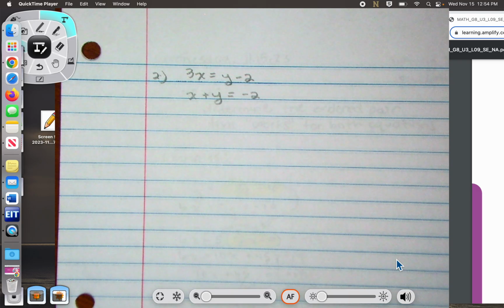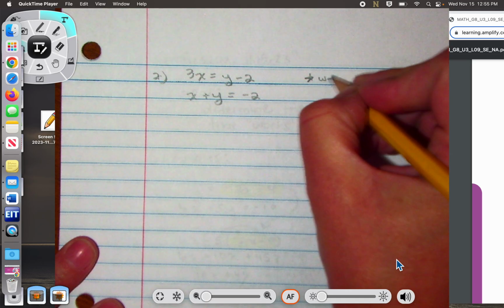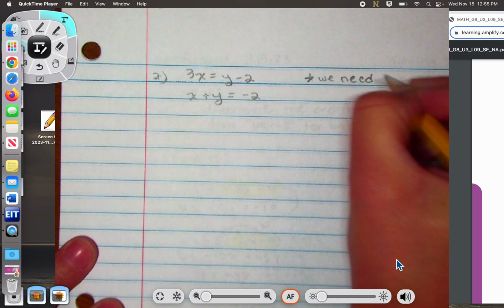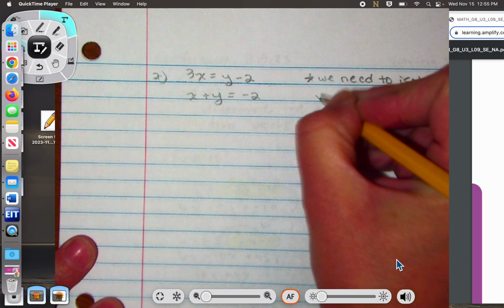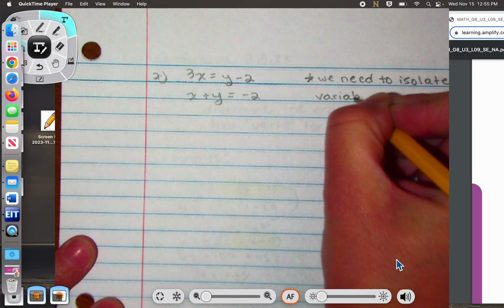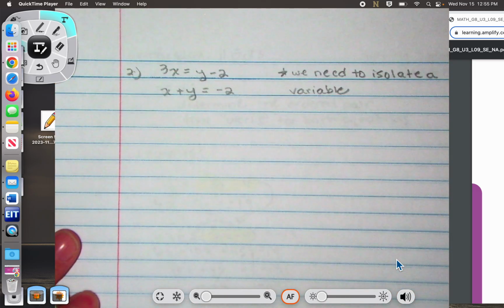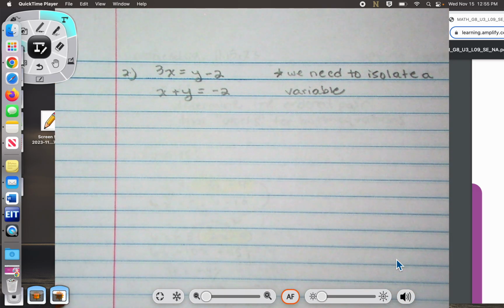What is different about these two equations from the first one we did? What is different, Joey? We don't have an isolated variable. So we have to isolate a variable. Right? And this is where it's like choose your own adventure.